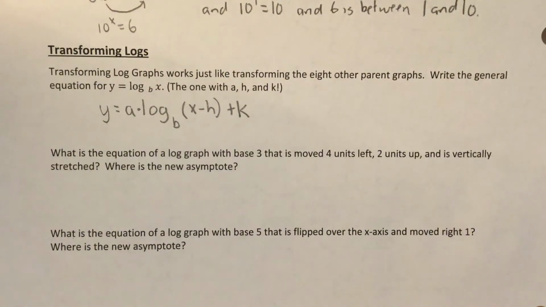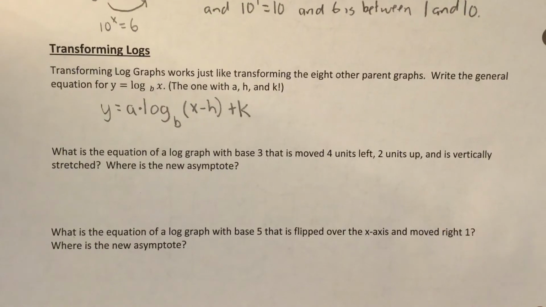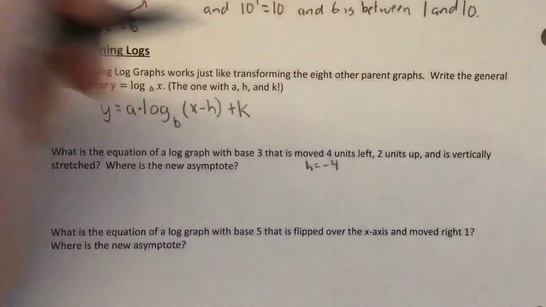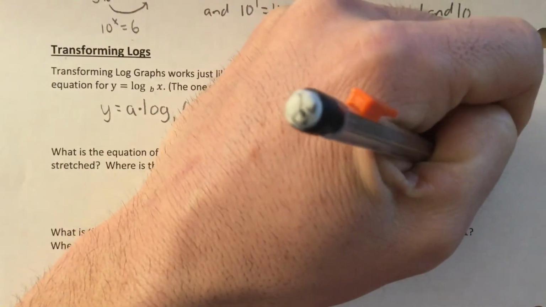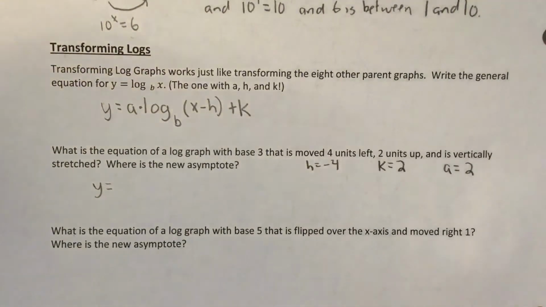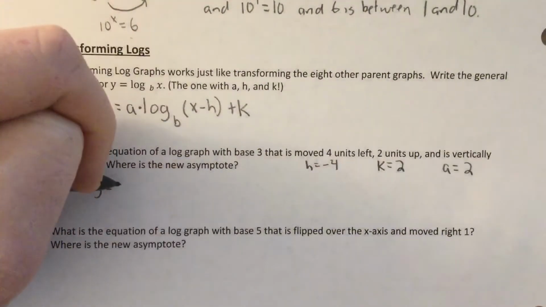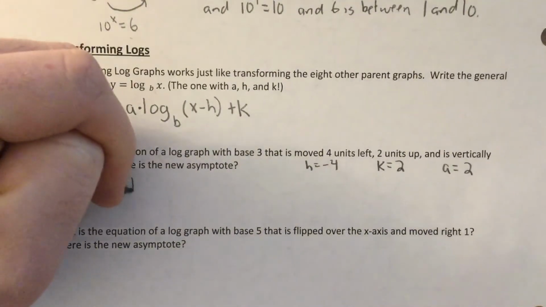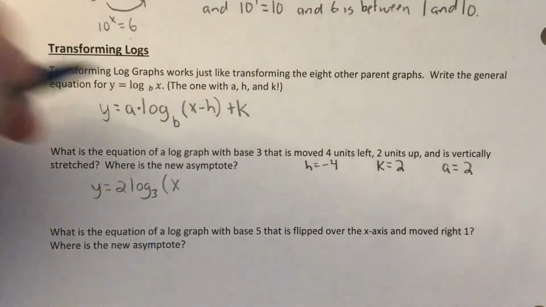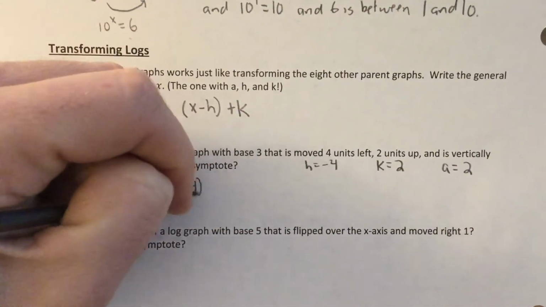And it says, what is the equation of a graph with a base of 3 that has moved 4 units to the left, 2 units up, and vertically stretched? Where is the new asymptote? So remember, 4 units to the left would give you an h value of -4. Up 2 would be a k value of 2, and a vertical stretch is an a value, anything greater than 1. So I'm just going to make it 2. So as I plug this in, my a, we said was 2, or anything greater than 1 would be fine. Log, the base they told us to use is base 3, x minus -4, so that'd be plus 4, and then plus 2.